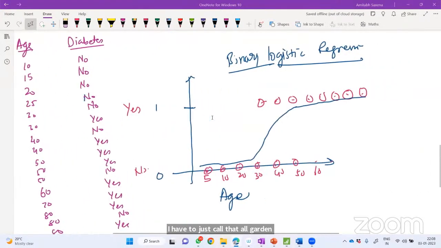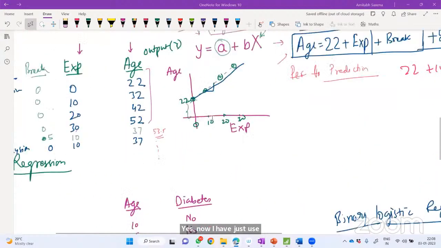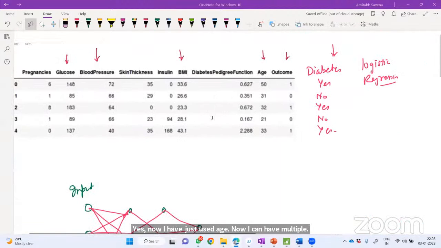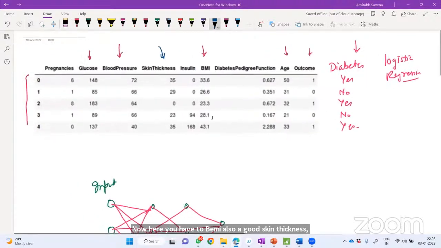Yes. Now I have just used age, but I can have multiple features. Here you have BMI also. I've got skin thickness, blood pressure, and glucose also. And I can develop my predictive models. I can collect a lot of data, train my machine, and after that, I can validate whether it is able to predict or not.